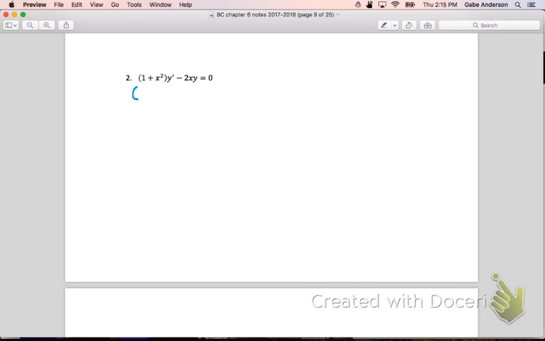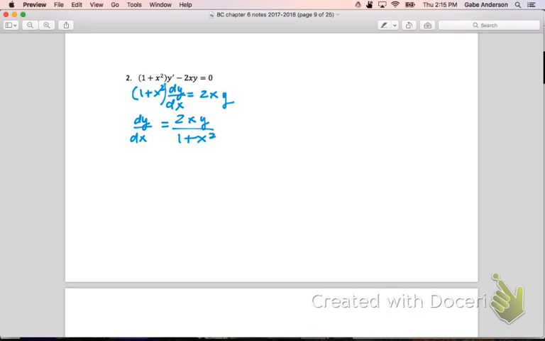Let's do a couple of steps. 1 plus x squared times y prime equals 2xy. I think I would add the 2xy to both sides. The next thing I would do, probably, is rewrite y prime as dy dx. Still, it's not super obvious what needs to be done, so I'm going to divide the 1 plus x squared over to the other side. That'll give us dy dx is equal to 2xy over 1 plus x squared.